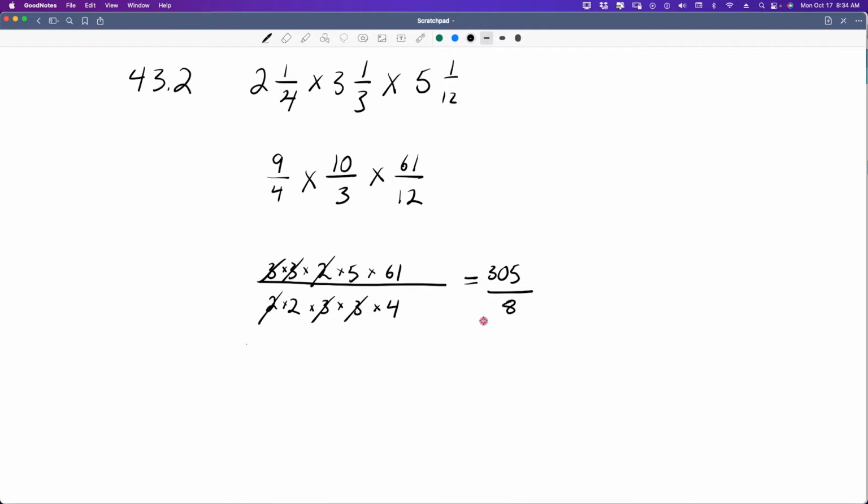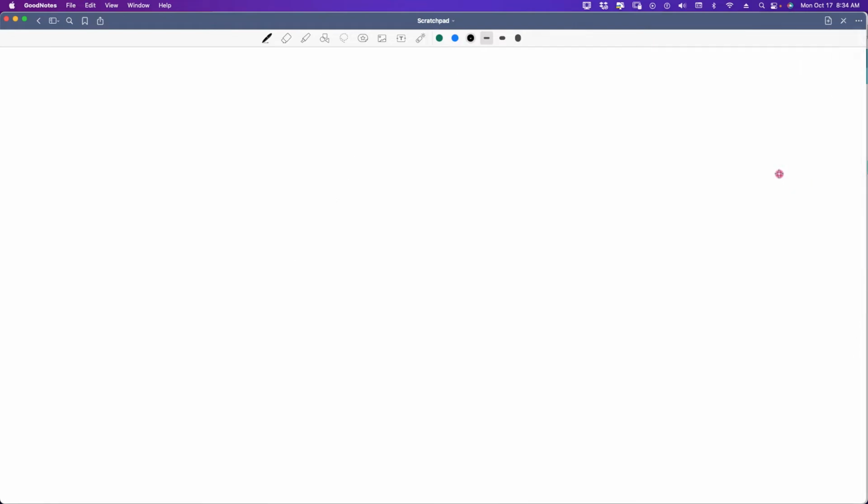All right, so now let's talk about division. Division with mixed numbers, we treat it exactly the same way. We factor it out first, or we turn it into improper fractions first. But division is a little tricky, right? So let's talk about that. So let's do 43.3.